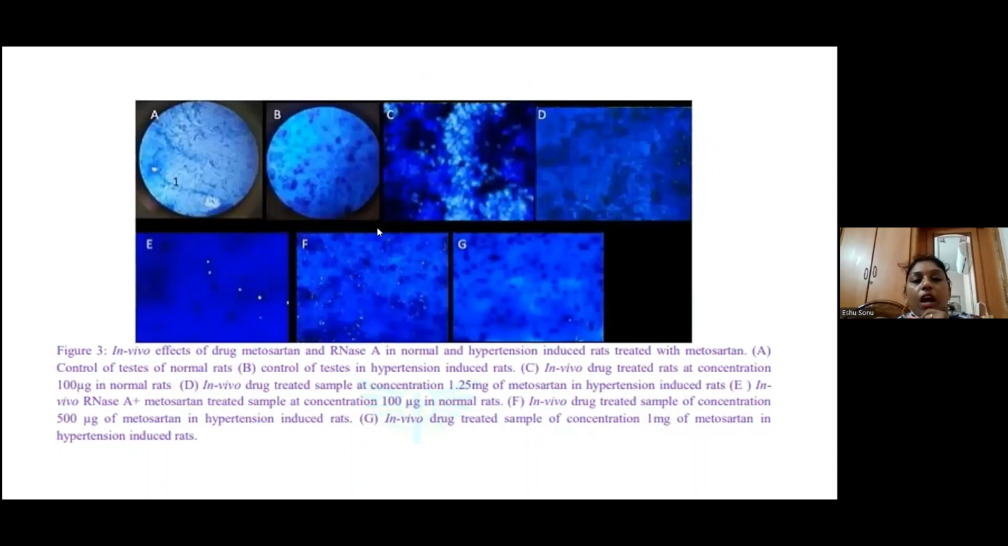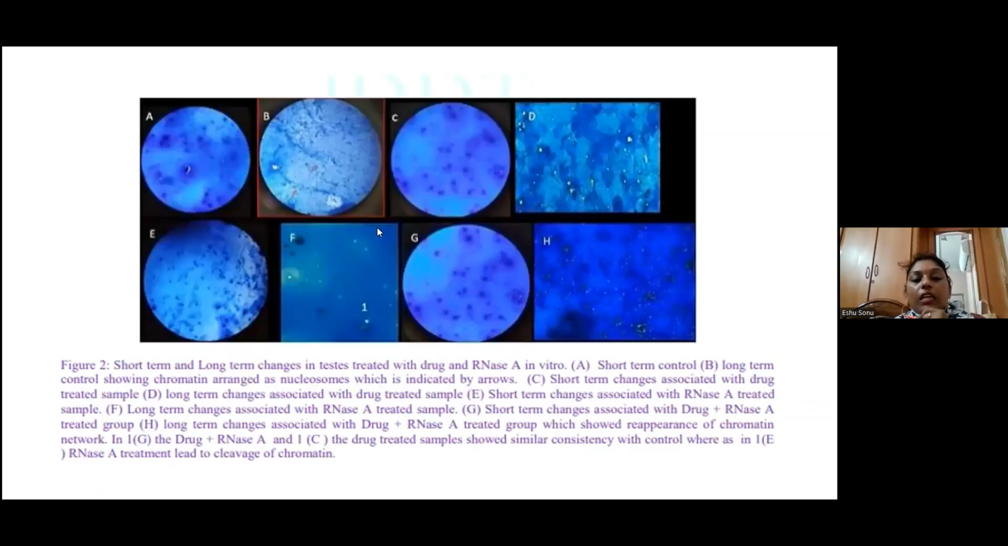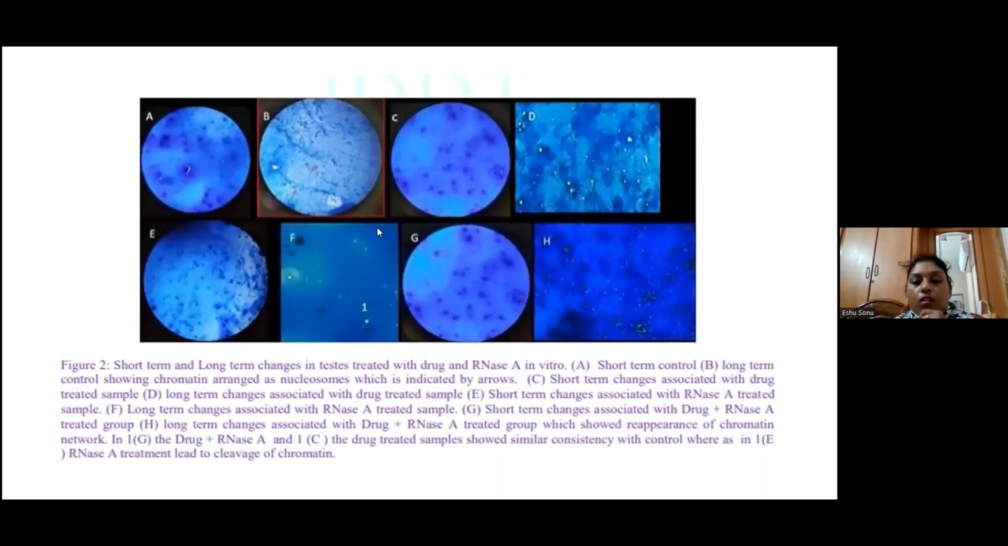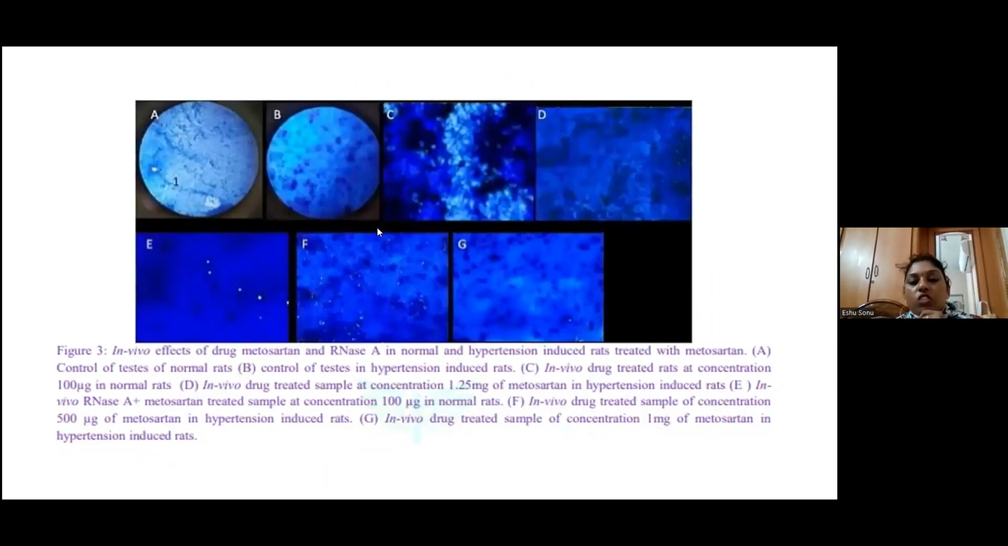So these are the in vivo effects of the drug treated with metosartan and RNase A. And here it is RNase A in short-term and long-term changes.